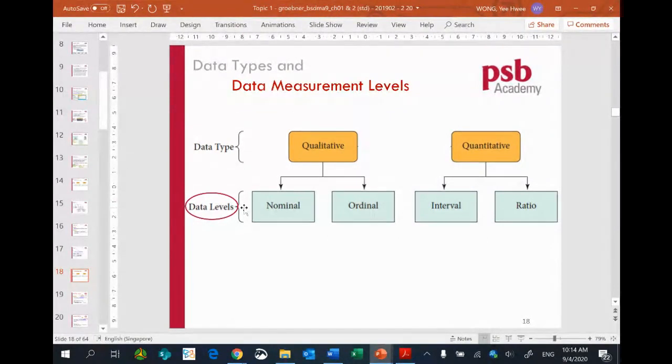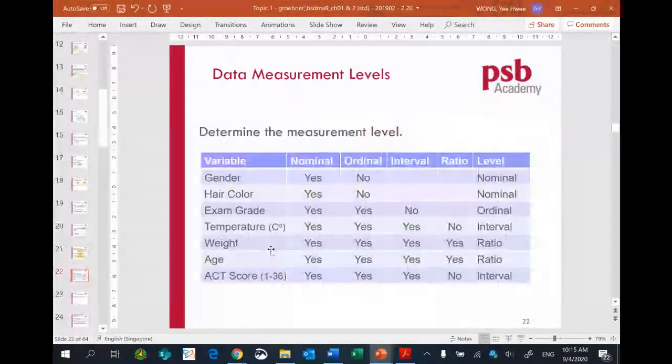Now, every variable will go from here to there. It will start from this level. If you fulfill this level, it will go on. If you fulfill this level, it goes on. If you fulfill this level, then it goes on. So for example, I pick up two variables: hair color and temperature.